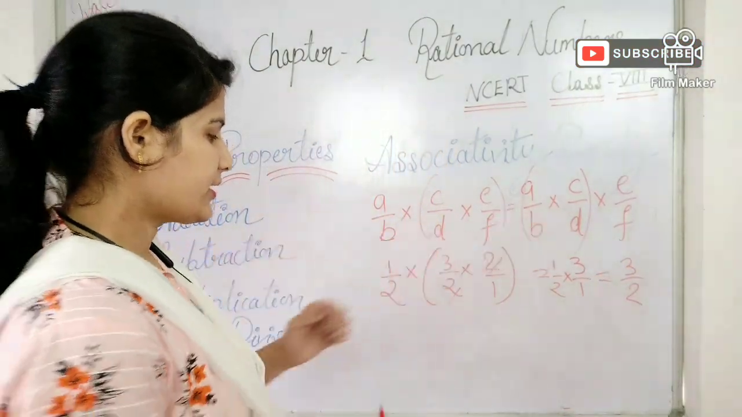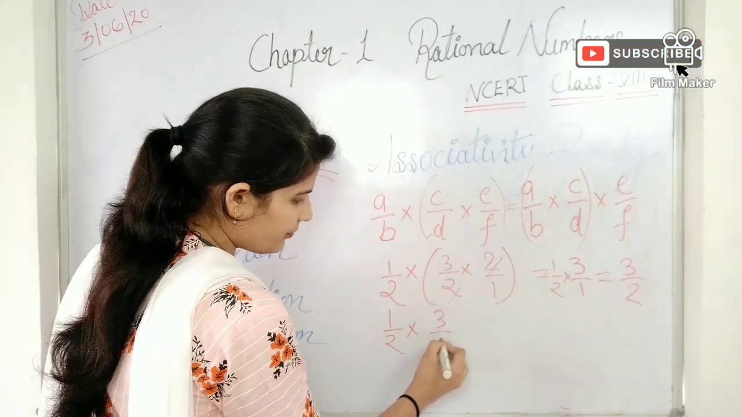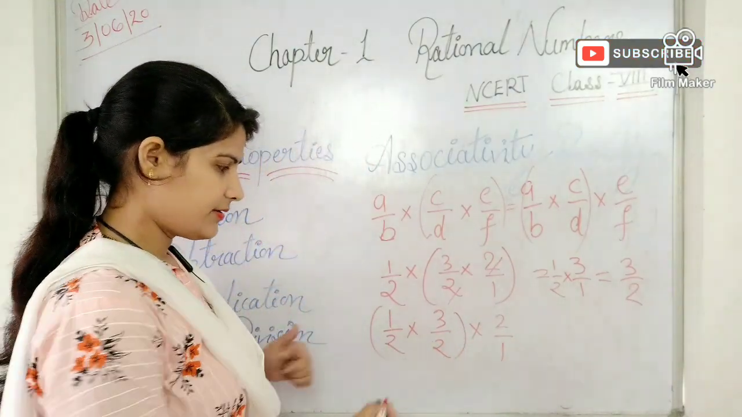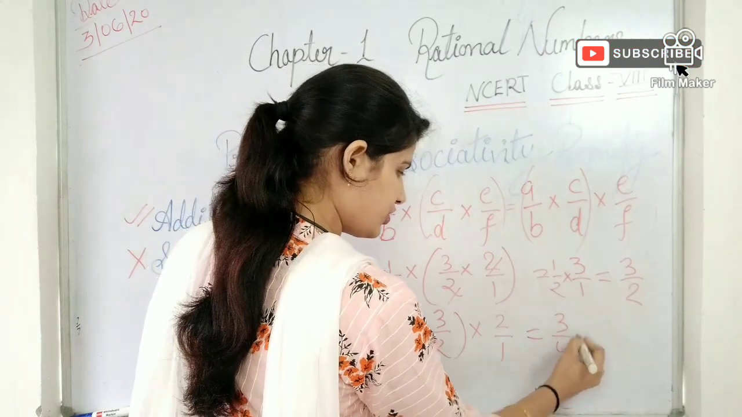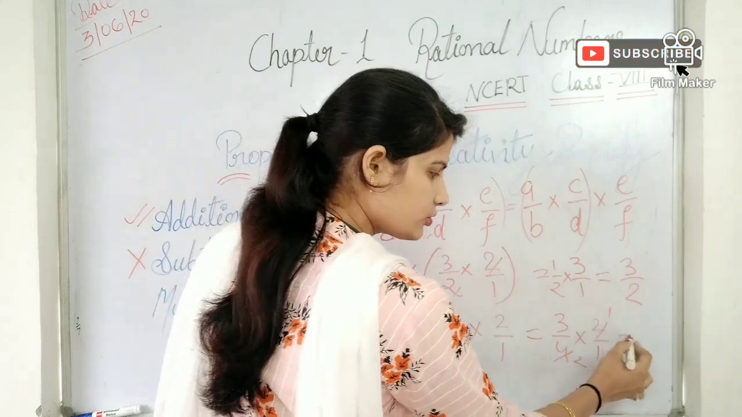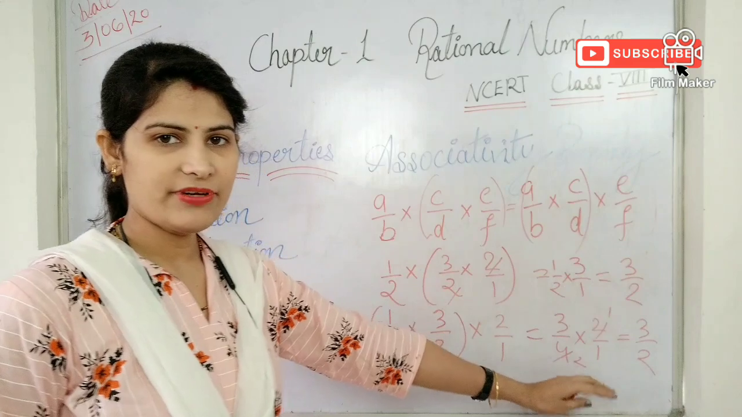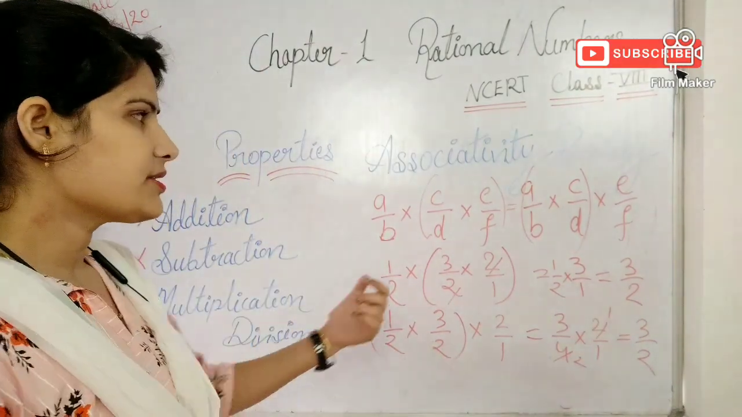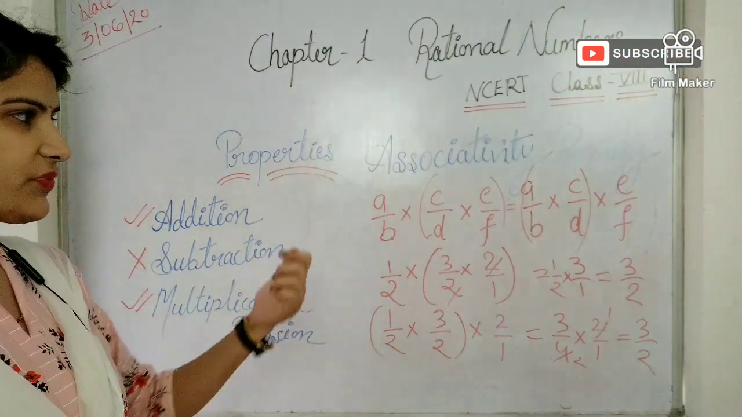Now check the right hand side. 1 upon 2 multiply 3 upon 2 and 2 upon 1. First we'll solve this one, and now 2 into 2 is 4, 4 into 2. Now cut. So 3 upon 2. Yes, both are equal. Left hand side and right hand side are equal. So multiplication is associative. Okay, that is also true.